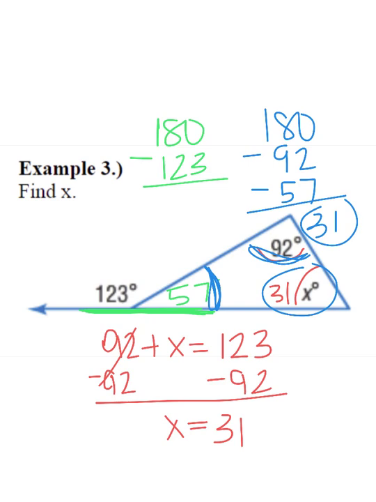So again, you can use adding the interior angles up to equal 180 and the linear pair being 180, or you can use that the remote angles add to give you the exterior angle. Either way.